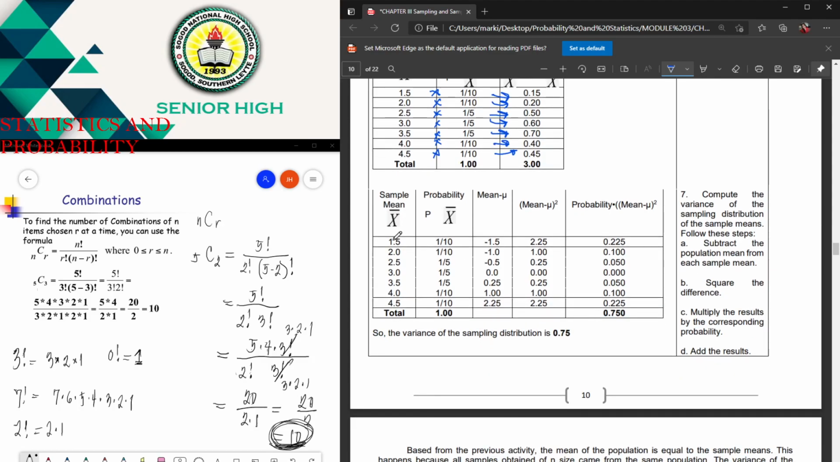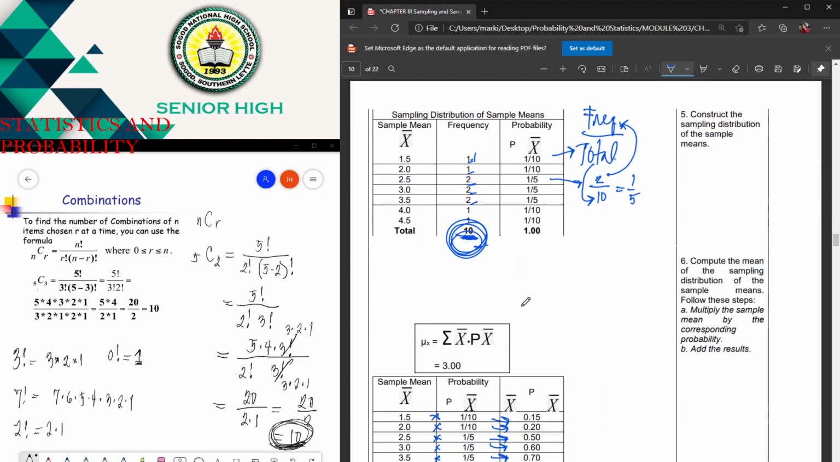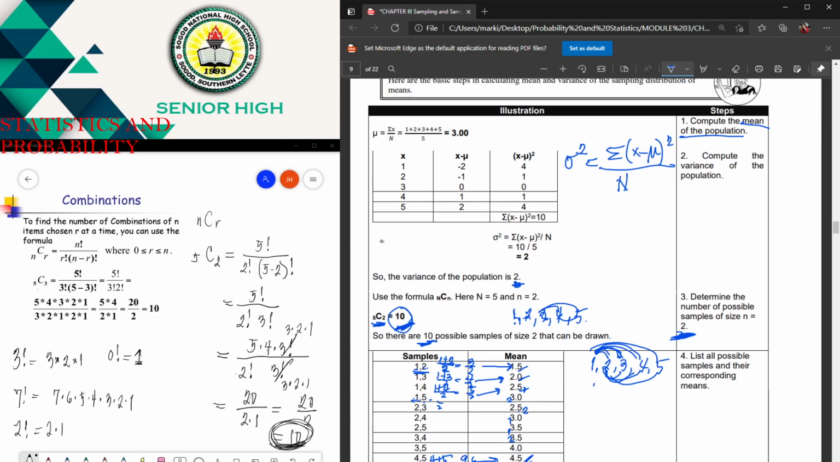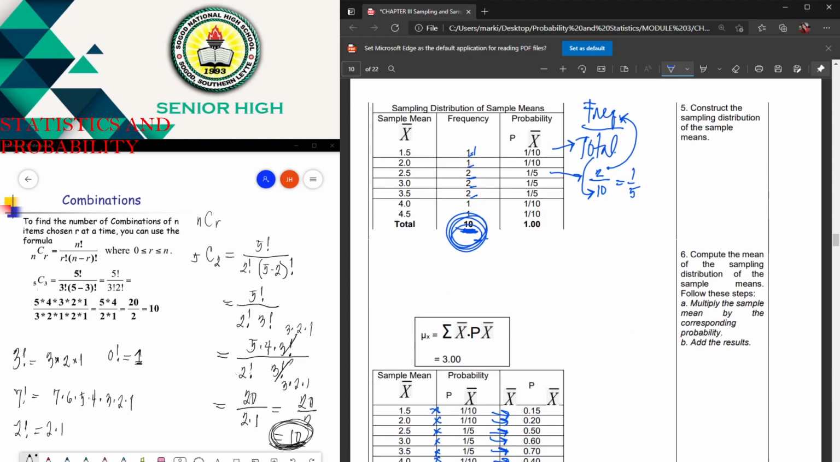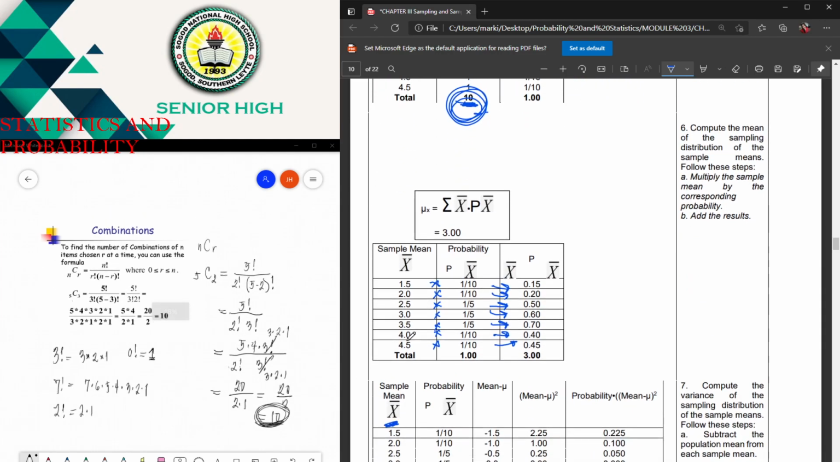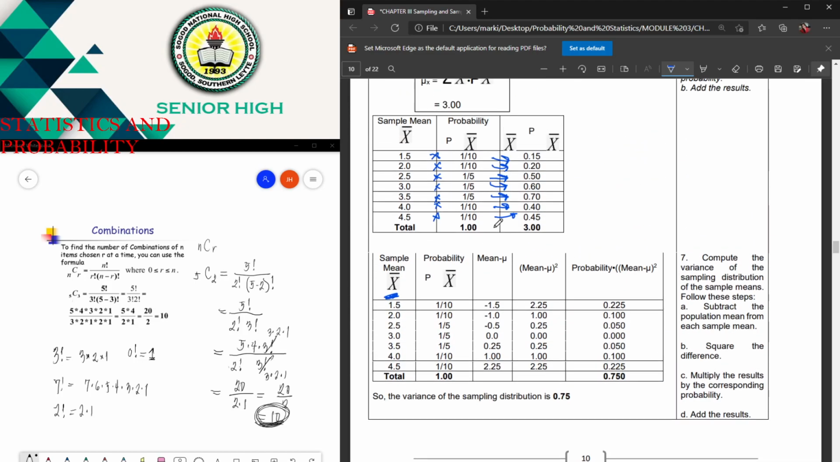Step 7. In step 7, your answer here is the x bar, the sample mean. This is what we call the sample mean. So, just copy this one, the sample mean, and then their probability again. Just copy it.